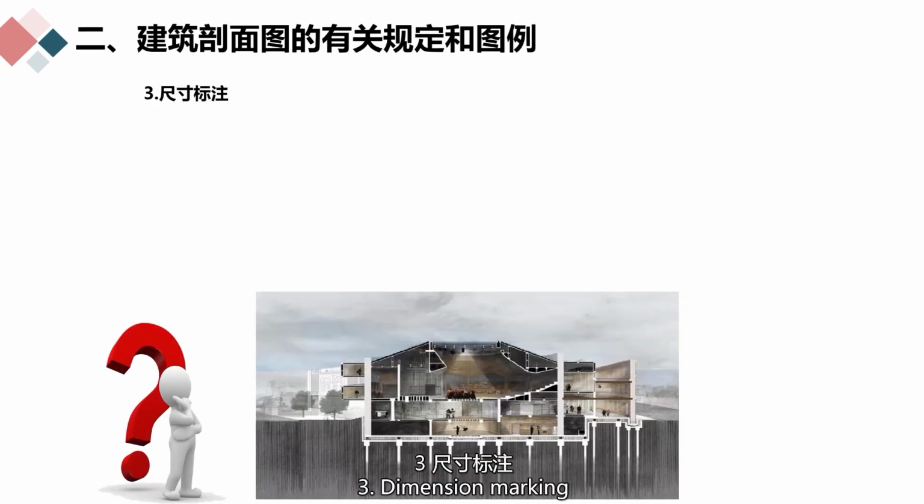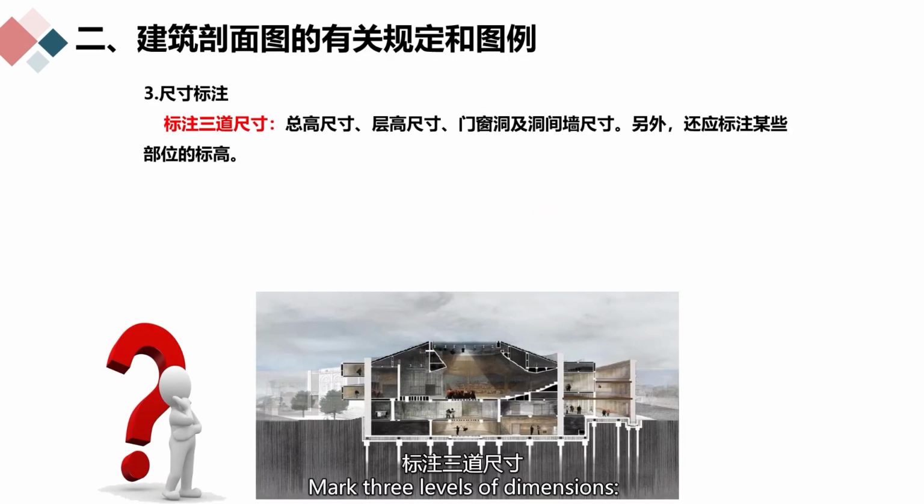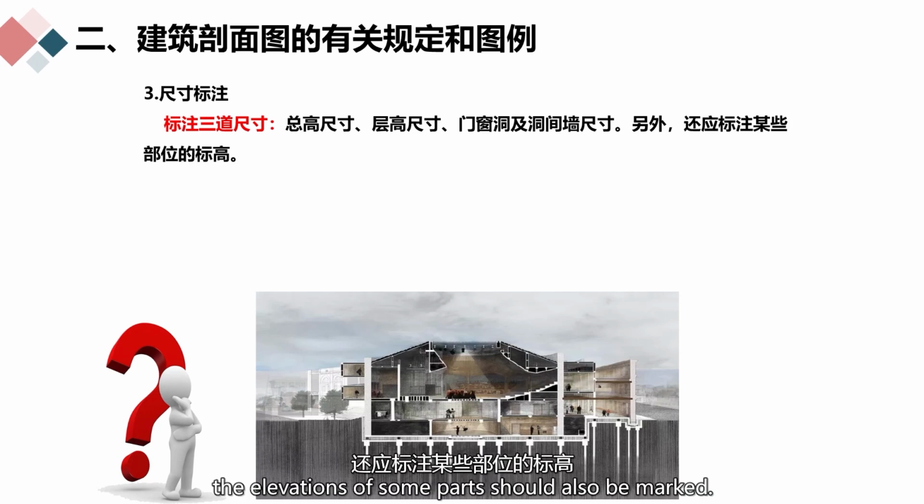Third, dimension marking. Mark 3 levels of dimensions: the overall height dimension, the floor-to-floor height dimension, the dimensions of door and window openings, and the walls between the openings. In addition, the elevations of some parts should also be marked.